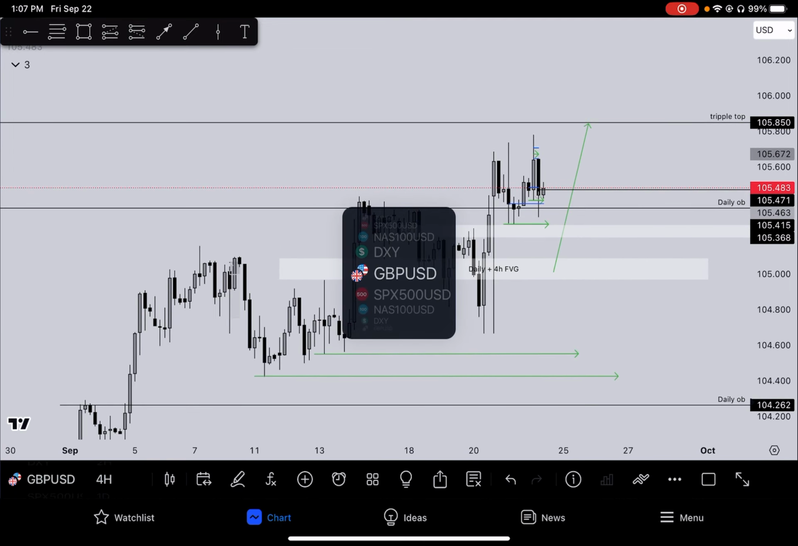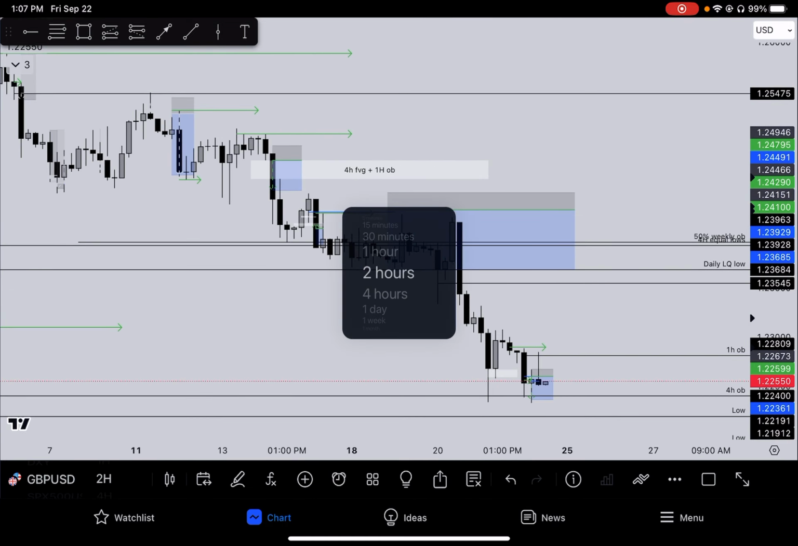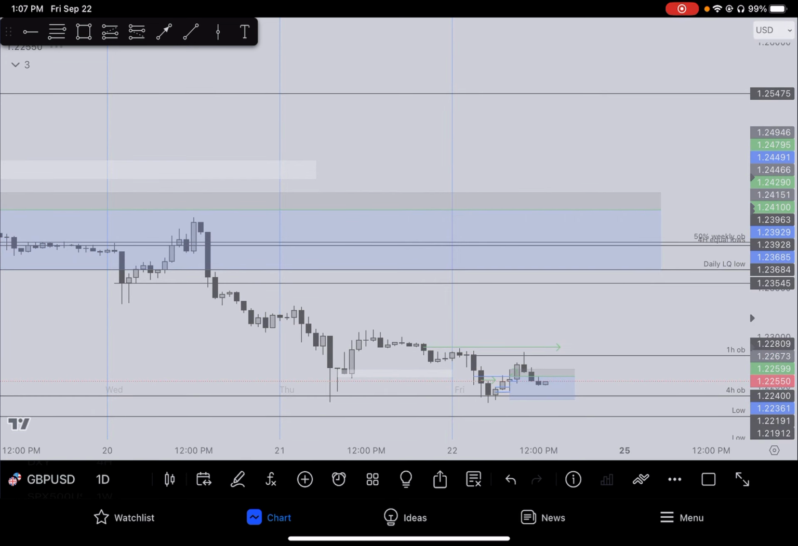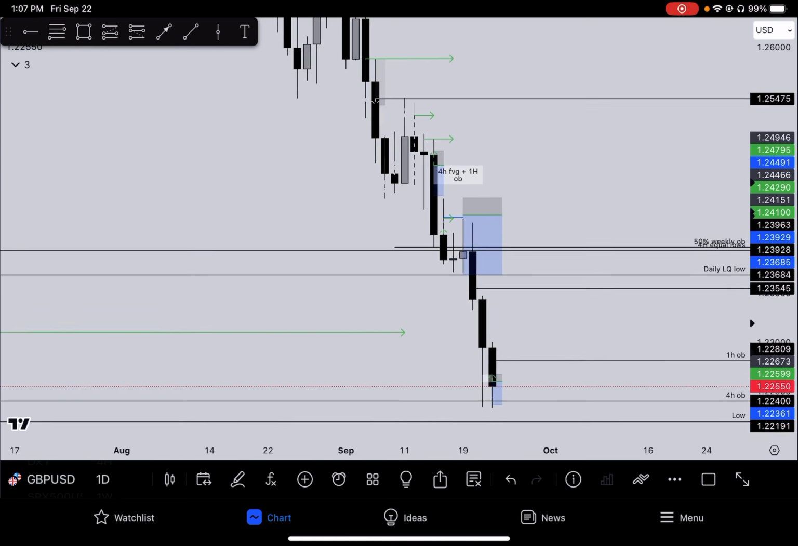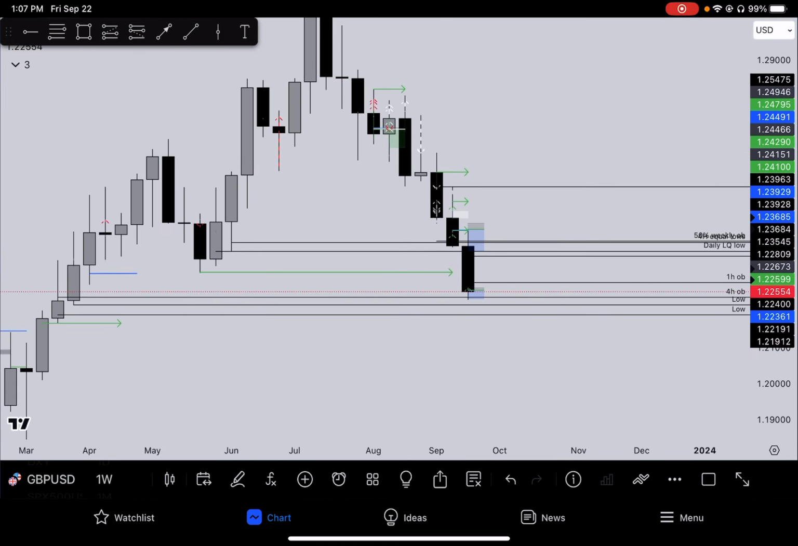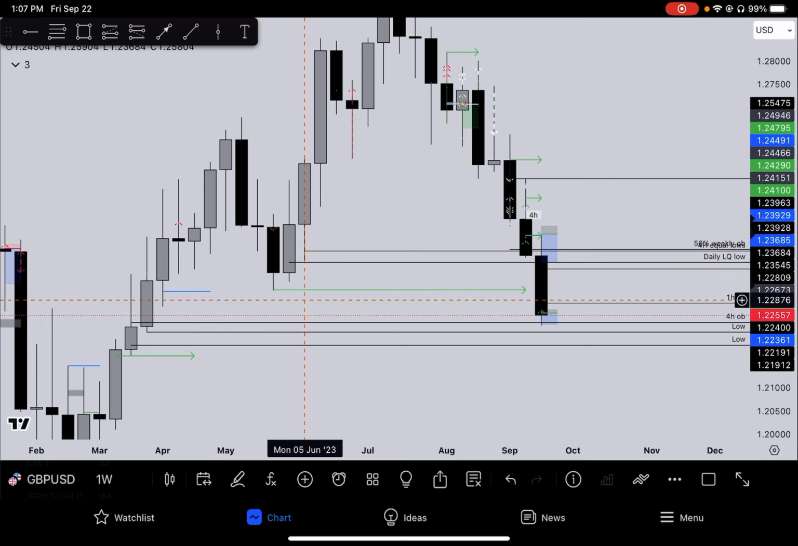So let's go down to GBP USD. I had one setup midweek, and then I took one trade today. The setup in midweek I did not take because it didn't hit my area. So here we are on the weekly. We're breaking lows, right? Broke this low here.